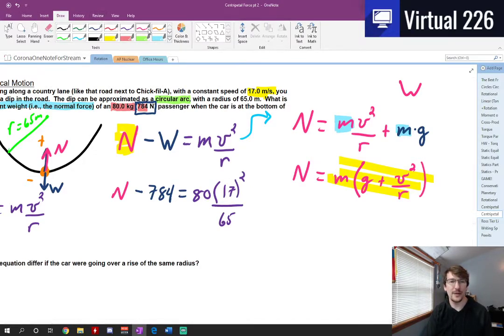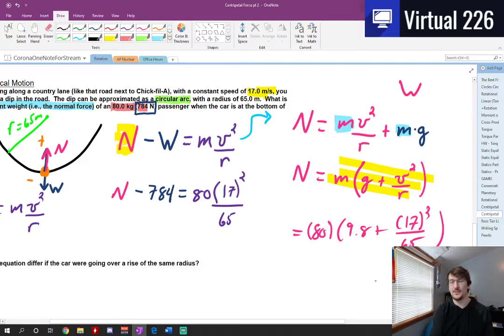If I solve for that, I want to rewrite this as 80 times 9.8 plus 17 squared over 65. So it's the same thing, just looks a little easier for us to solve. 17 squared is 289, divided by 65 is 4.4, plus 9.8 is 14.2, times 80 gives us a new normal force equal to, let's round up, 1,140 newtons.